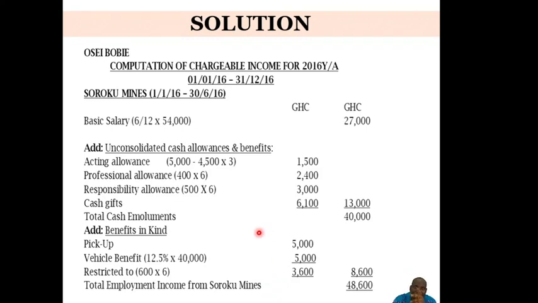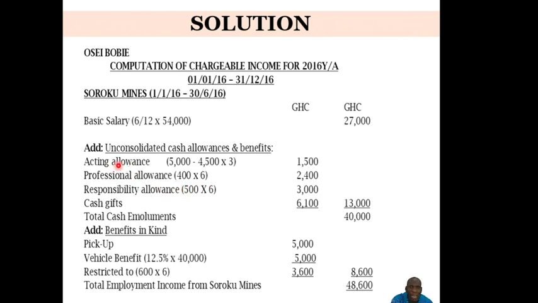Now you will see that though I have given Osebobie a computation of chargeable income for the 2016 year of assessment, and the base being a whole year, I've broken it down. Within that year, he first worked with Soroku Mines for this period, and that's 6 months. And you were given an annual salary of 54,000. So for working for 6 months, you just make it half. Then all the other allowances, professional allowance, they say it is per month, so you multiply by 6.